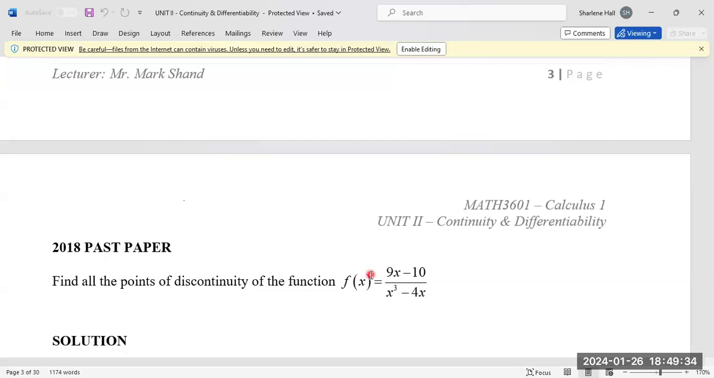We are only going to be concerned with the denominator when we are checking whether or not a function is discontinuous, looking at the points of discontinuity. We're not concerned with the numerator. No matter what is in the numerator, leave it alone. It doesn't concern us. What concerns us is what is in the denominator.